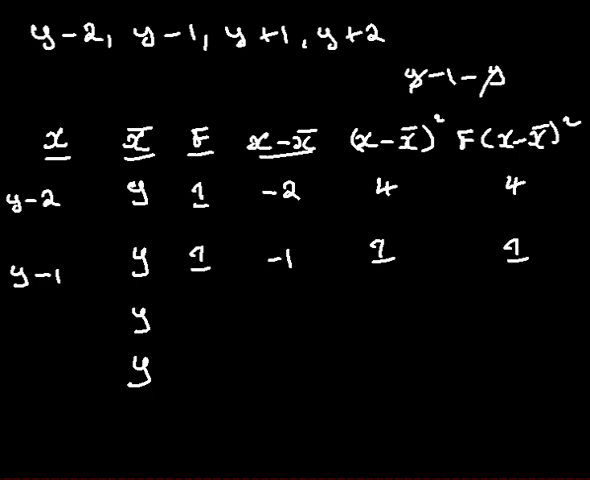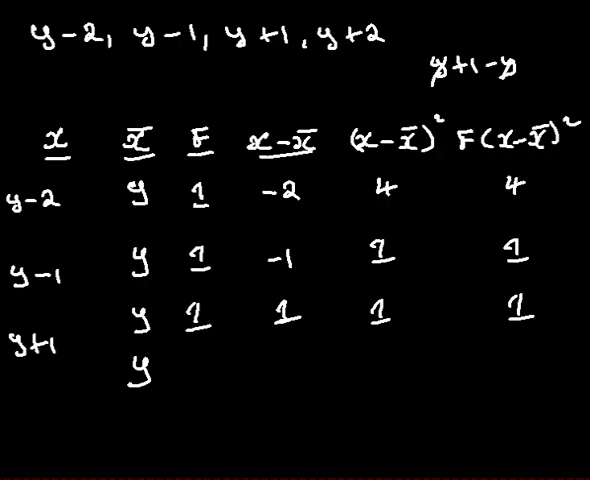We'll have that. And we'll have another value, which is y plus 1. So in this case, we'll have y plus 1 minus y. So in this case, this one and this one will cancel. We'll just have 1 here. And of course, the frequency is given as 1, like that. And 1 to the power 2, that is the same as 1. And 1 times 1, that is the same as 1 as well.